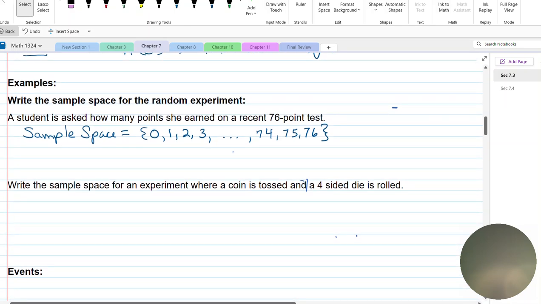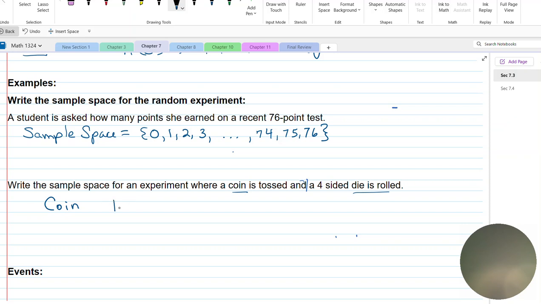All right, the sample space of an experiment where a coin is tossed and a four-sided die is rolled. The sample space for the coin is heads or tails, right? Heads or tails. Okay, and a four-sided die is rolled. Four-sided means 1 through 4.